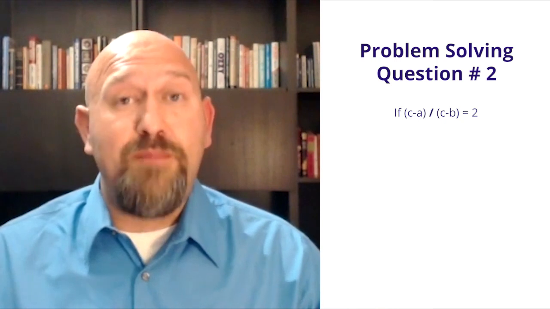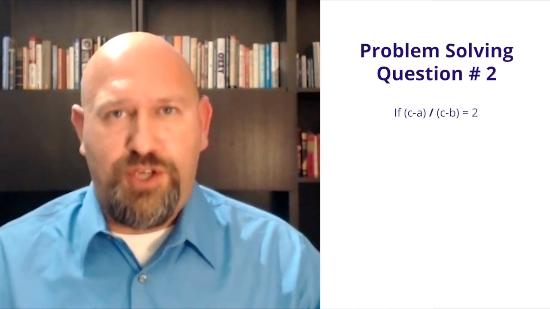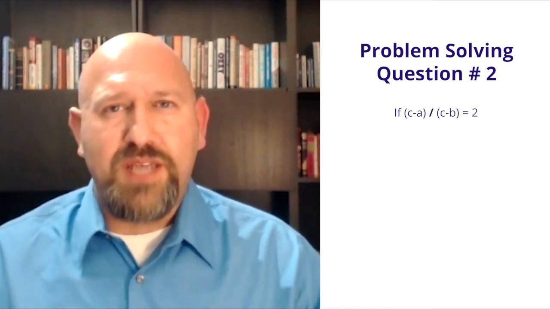In this next problem, we're also going to talk about a little trick that's going to make short work out of what otherwise could be a really, really gruesome problem. We're told that we have a fraction, c minus a over c minus b equals 2. And what the problem wants from us is, what is the value of 5b minus 5a over c minus a?